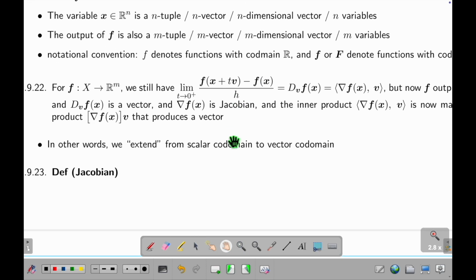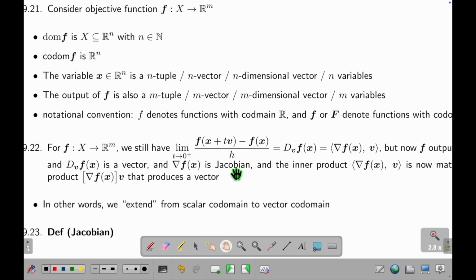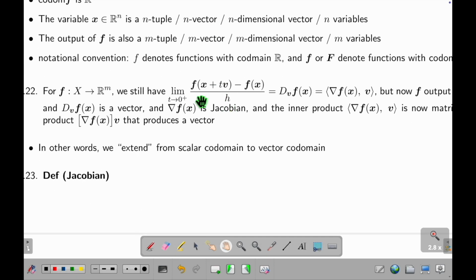So now everything changed a little bit. First of all, I said everything carries over to infinite dimension. So even though this is finite dimension, it still works. So we still have this, okay? It's the same thing. But now I change this f to bold.